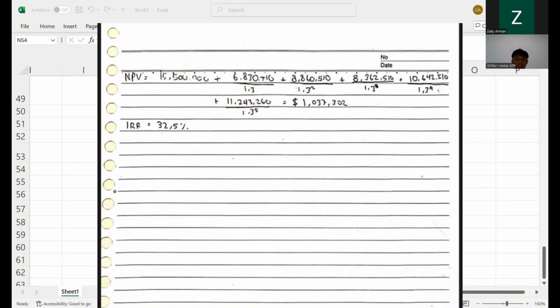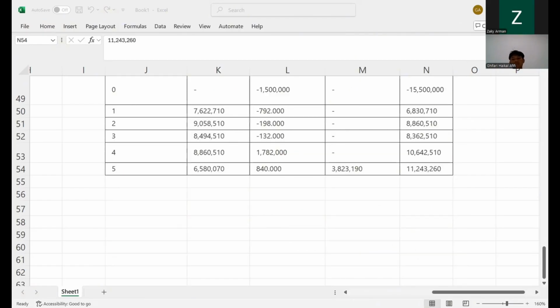So the conclusion is the project has a positive NPV, which is 1,037,302, and an IRR of 32.5%. So it is exceeding the required return of 30%, and it is indicating it is financially viable. And maybe that's it from me.